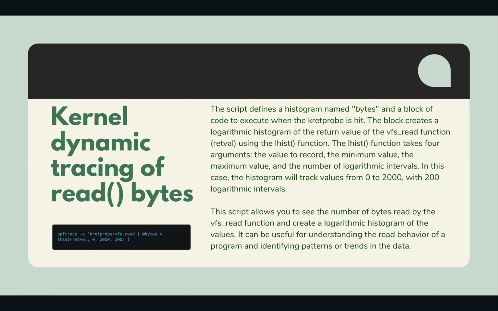It has a kretprobe, which is a probe that gets triggered when the function returns. What it does is create a histogram named bytes, and when the probe is hit, the block creates a histogram which has the returned value from the VFS read function, with the minimum value, the maximum value, and the number of logarithmic intervals. For us, we just gave it 200. So it will give out the number of bytes read by the VFS read function using this Bpftrace one-liner.